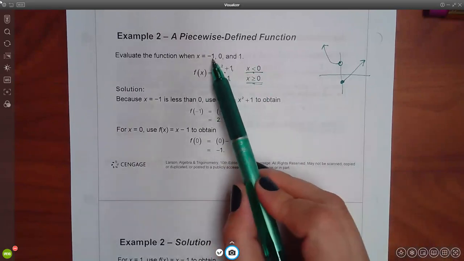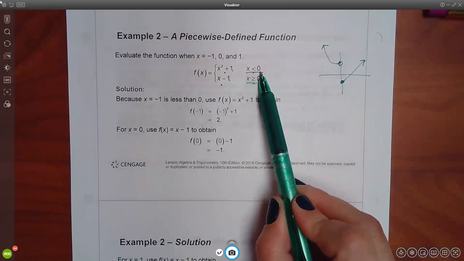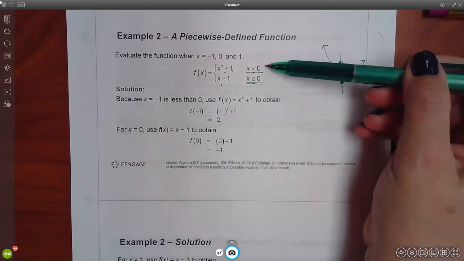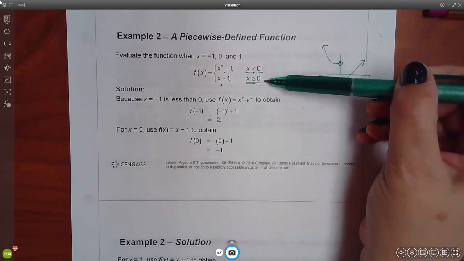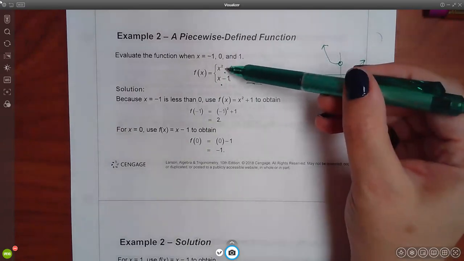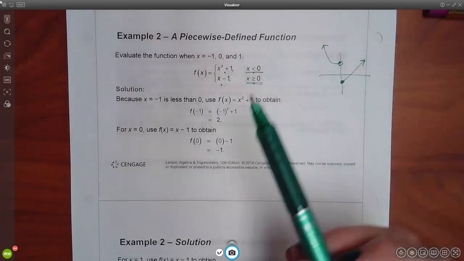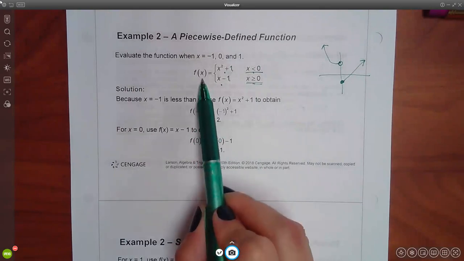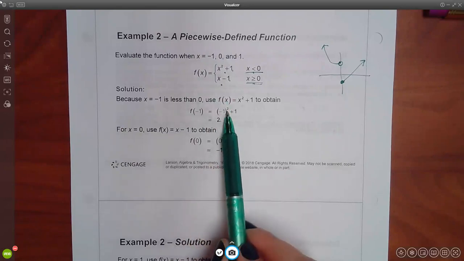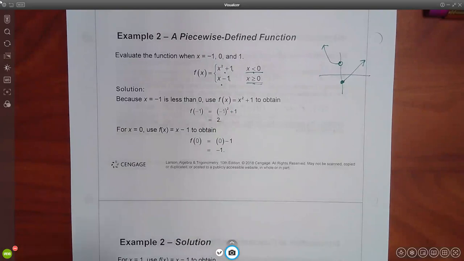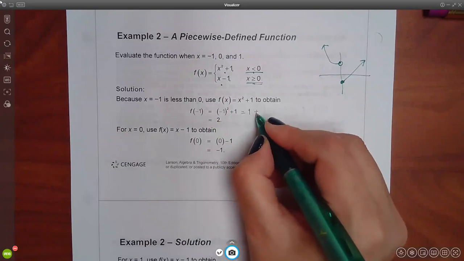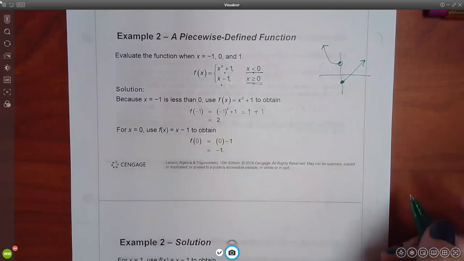Okay, so is -1 less than 0 or is -1 greater than or equal to 0? Does it fall under the top category or the bottom category? The top, -1 is less than 0. So then that means I'm going to be plugging -1 into this top function, okay? So they took that function and instead of writing x, they plugged in -1. And instead of writing x squared, they put (-1) squared, and then the +1 just hanging out. If you compute that, what's negative one times another negative one? Positive one, and you still have that other one there, which is where the two came from.